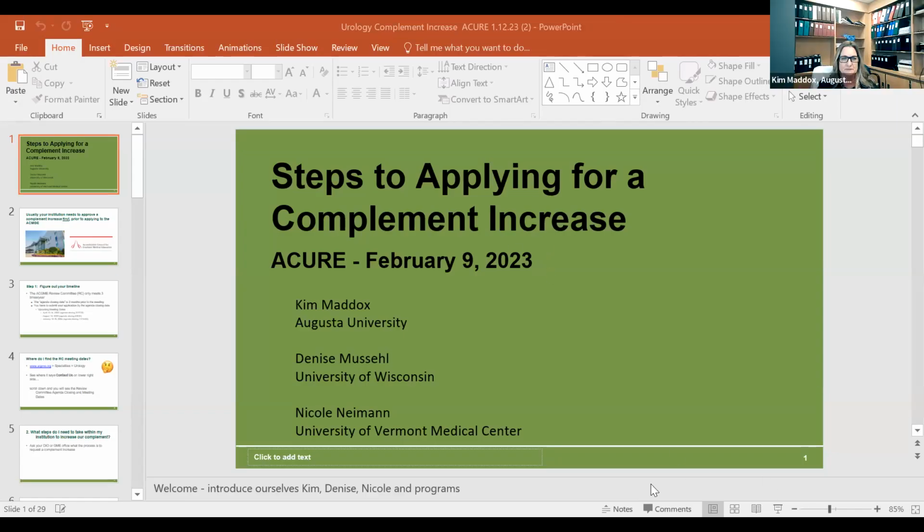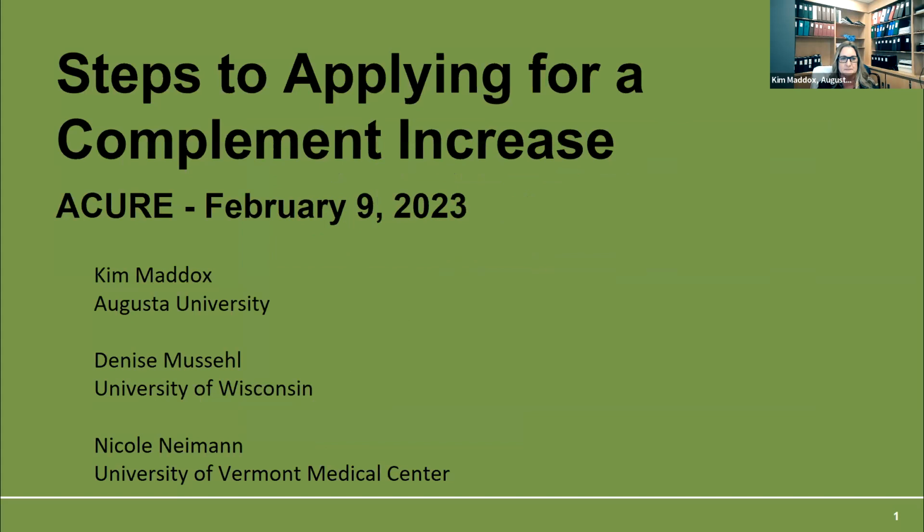Okay, welcome everybody to the complement increase portion of this today. My name is Kim Maddox and I'm from Augusta University. And I'm from a fairly small program. Right now we're at 13 residents, but we will have our full complement increase as of next year to 15. And I'll explain later the difference in numbers.